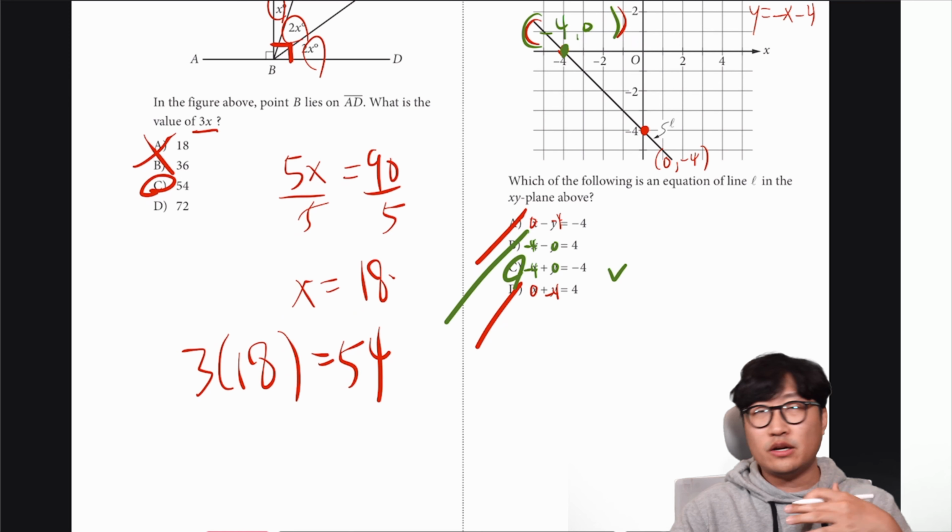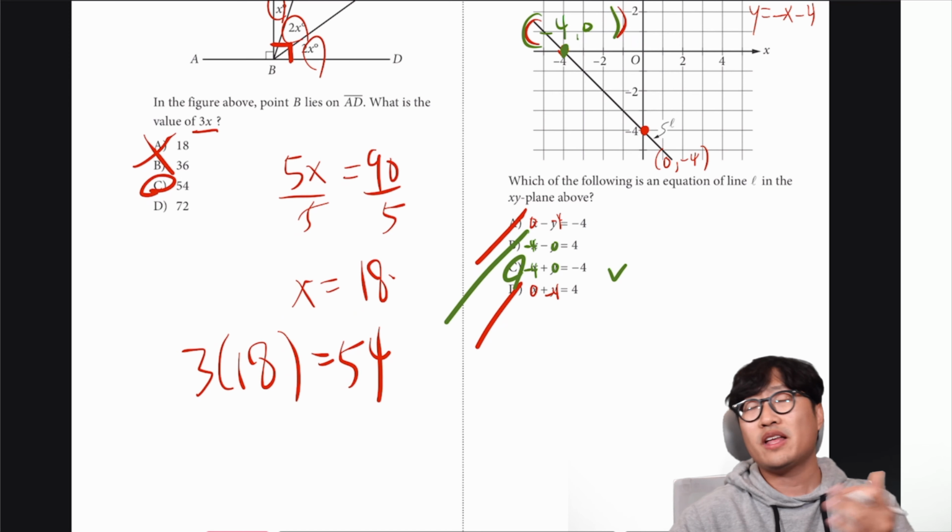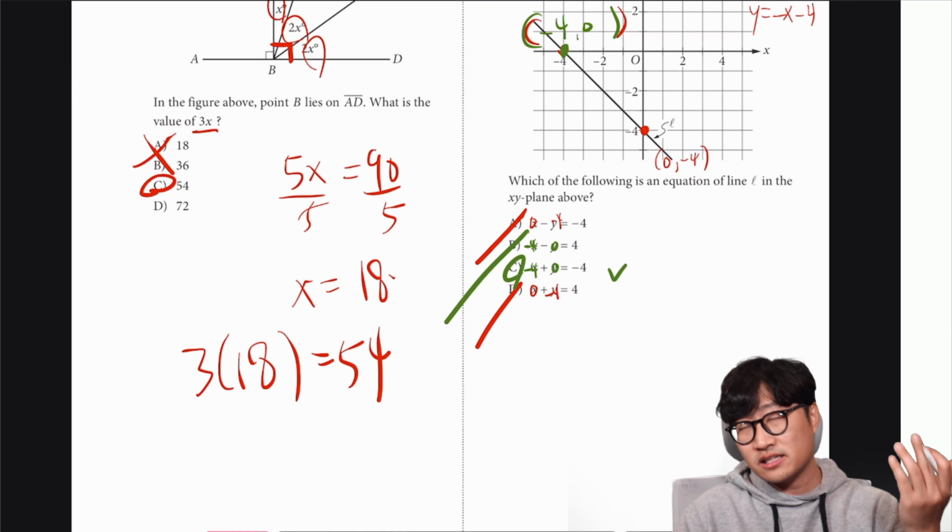If you didn't want to get the linear equation yourself and move it over to one side and have it in standard form, if you didn't want to do that, you can just plug in those points, especially the x-intercept and y-intercept, because they're much easier to plug in.